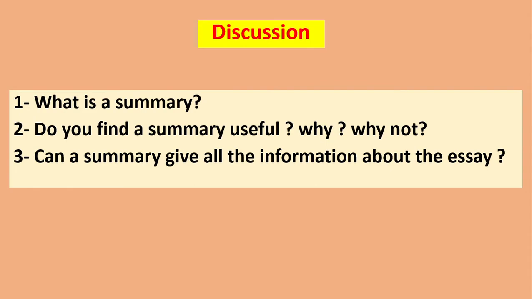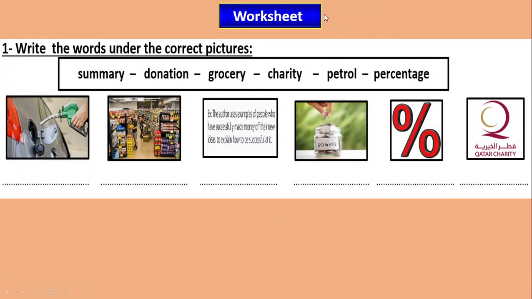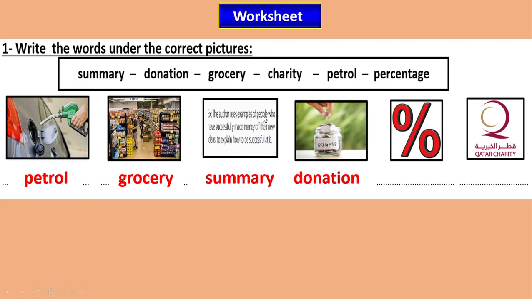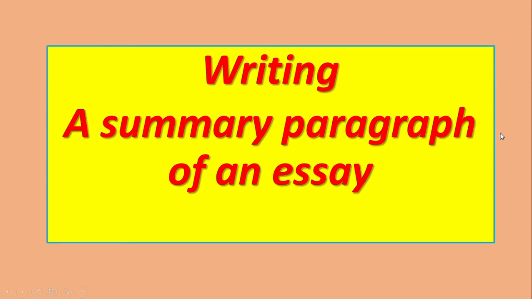Okay, we are going to discover this right now. Before that, I have a worksheet for you, just to make sure that you understand our vocabulary, so you will be able to use it in your writing. Have a look at the first one. What is it? Excellent, petrol. Then grocery. What about this one? Excellent, summary. Then donation. A number out of 100, we call this one percentage. The organization that we give money to, we call this one charity. Excellent.